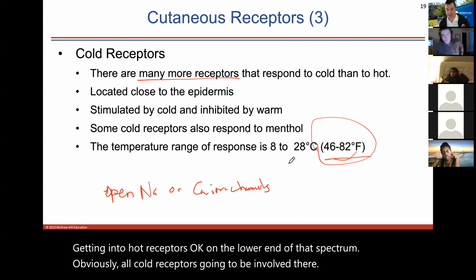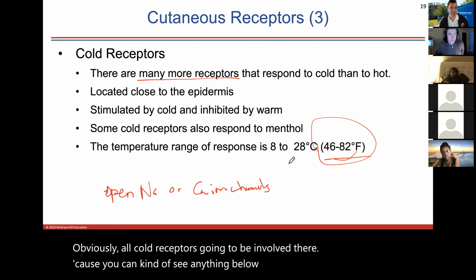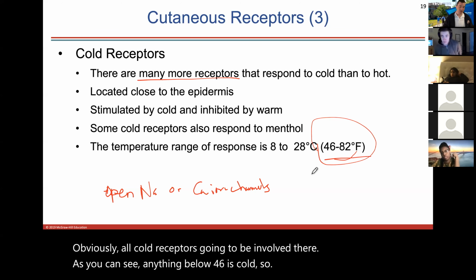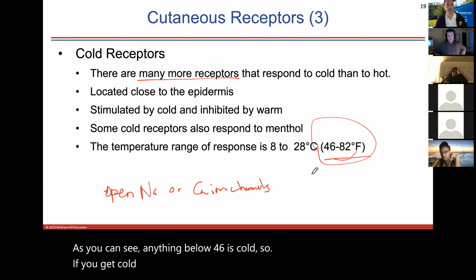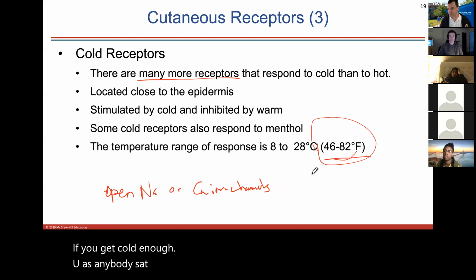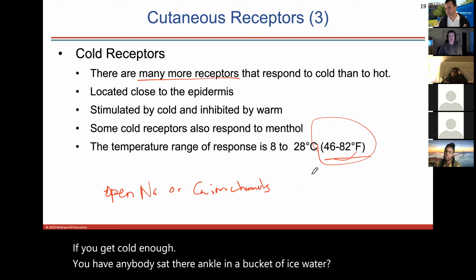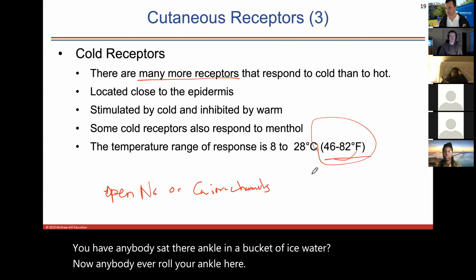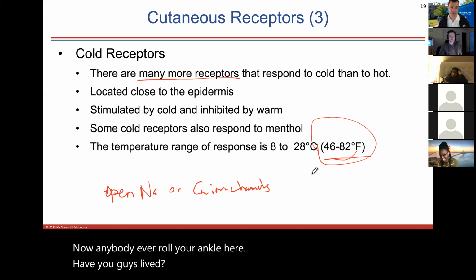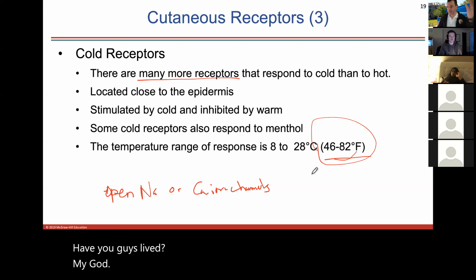As you can kind of see, anything below 46 is cold. So if you get cold enough, has anybody sat their ankle in a bucket of ice water? No? Anybody ever rolled your ankle? Have you guys lived? Oh my God. Yes. Yes, there. Thank God.